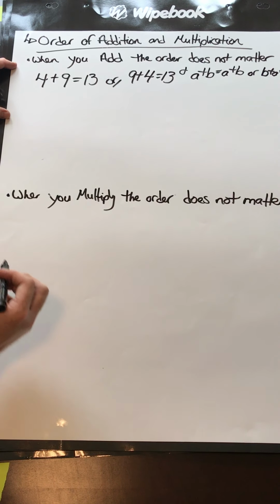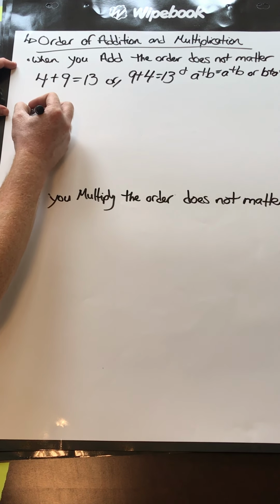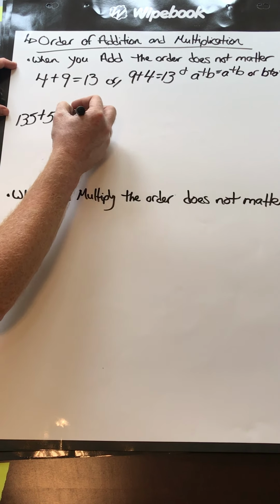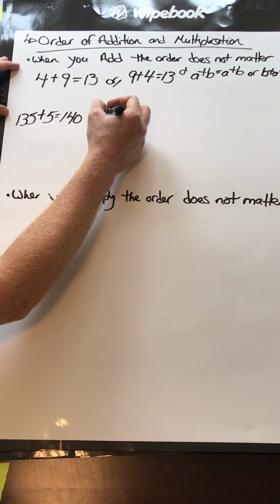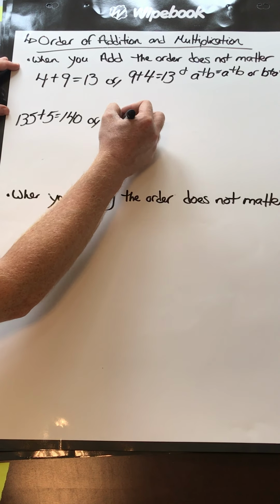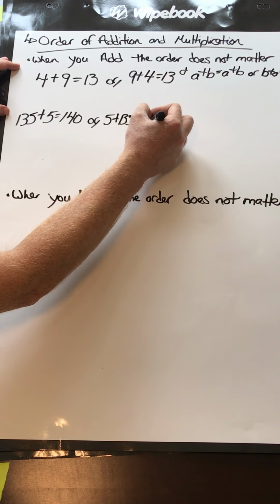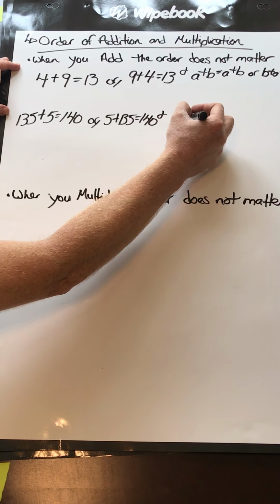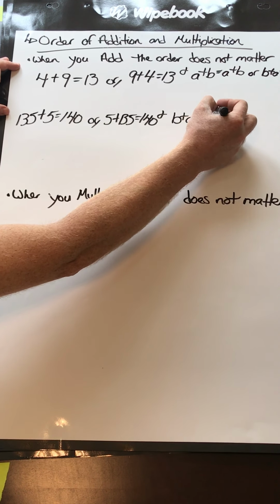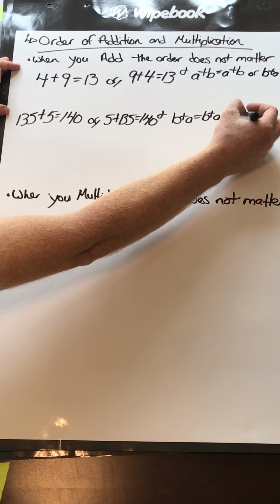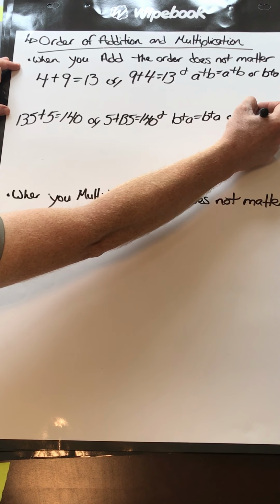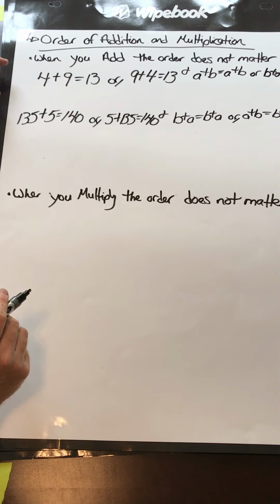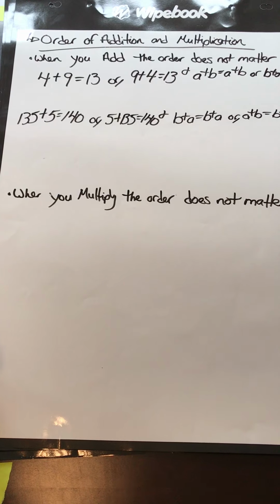Another example is we could have 135 plus 5 is equal to 140, or we could have 5 plus 135 is equal to 140. And we could have B plus A is equal to B plus A, or we could have A plus B is equal to B plus A. All right, so the order does not matter when we add.